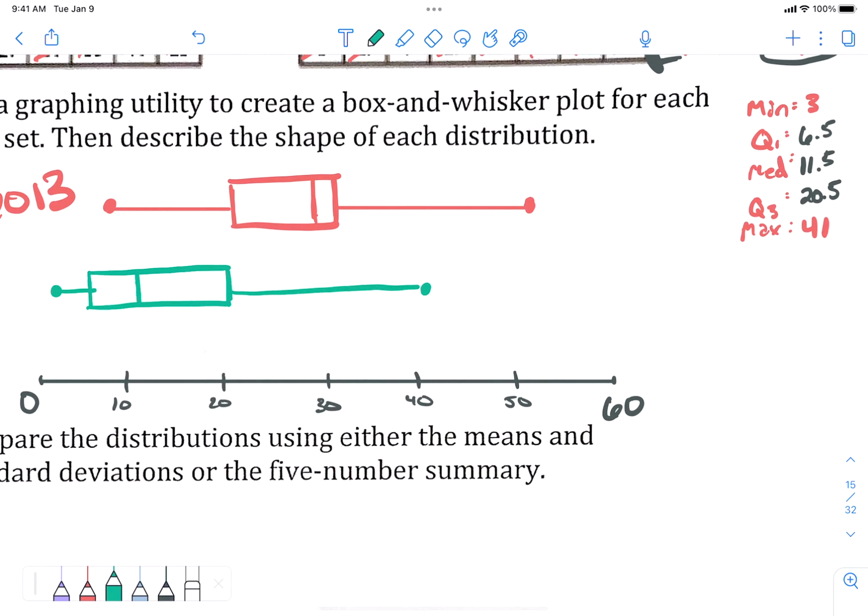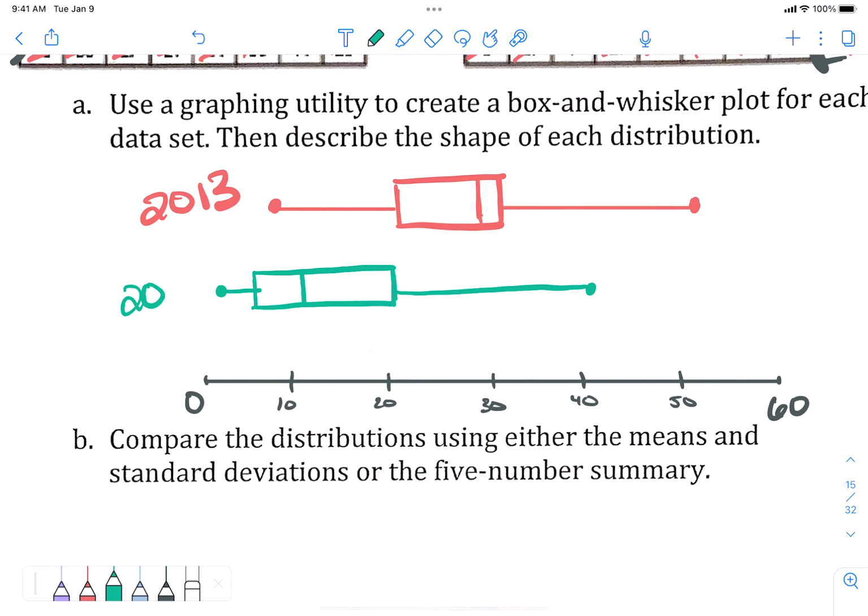What is this one? This one's positively skewed. Or, yeah, we'll go positively skewed. Which makes me think it's negative. It looks negatively skewed, but that actually means positively skewed. I don't understand this. It's crazy. Anyway.